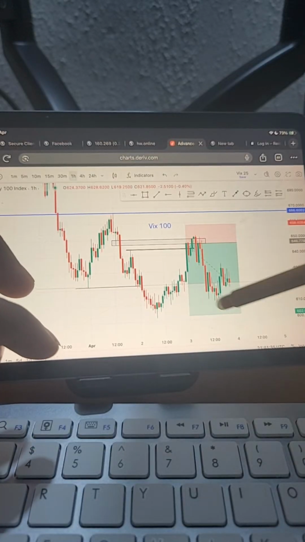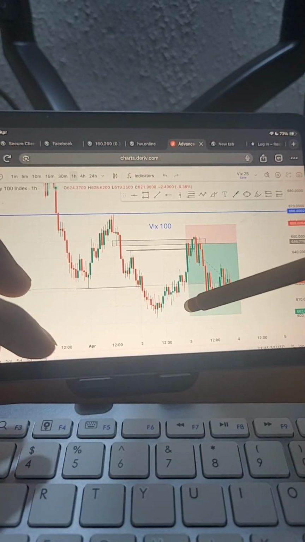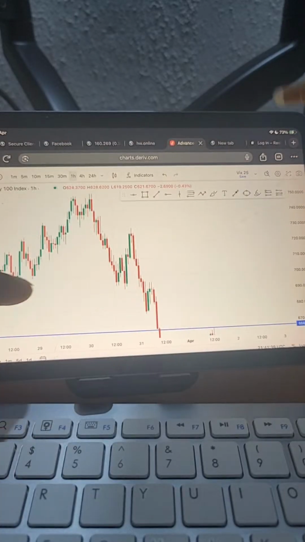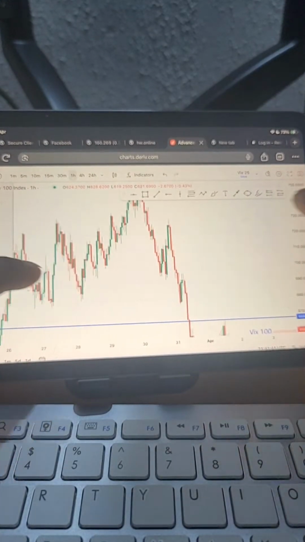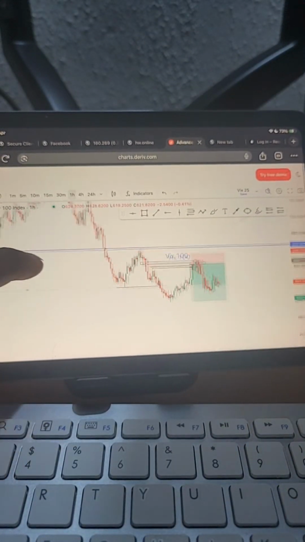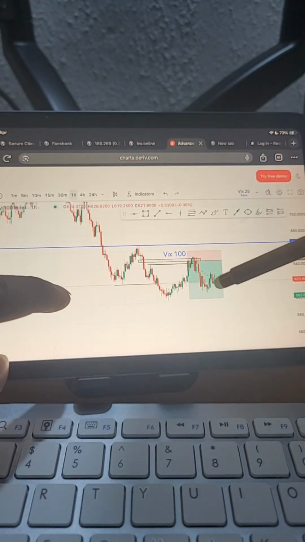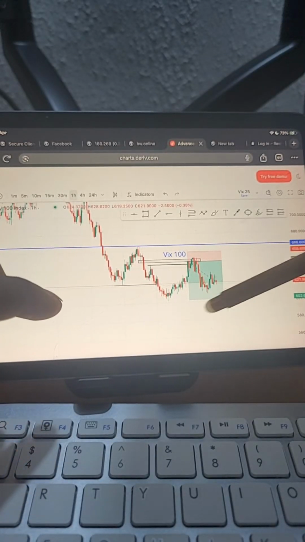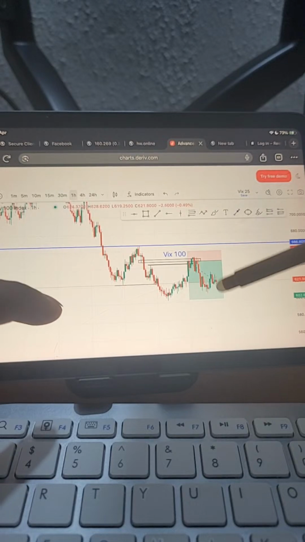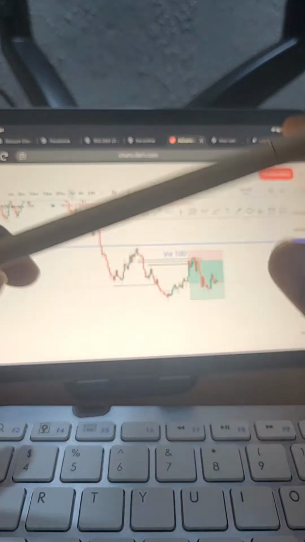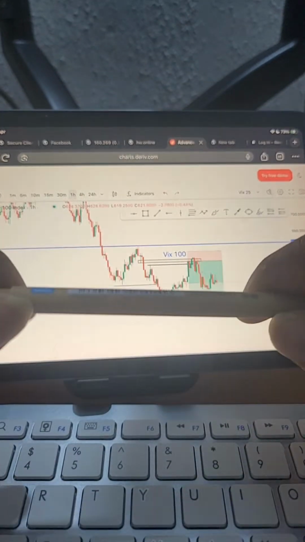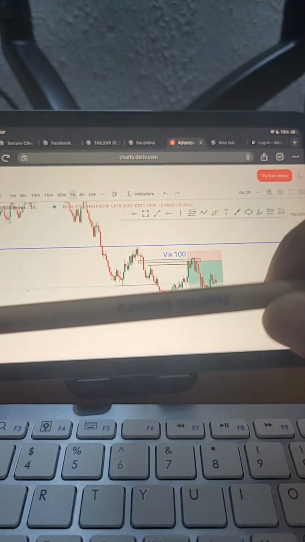So I'm expecting price to come down to around here, because if you look clearly, we are in a downtrend on this asset. So I'm continuing with the trend, waiting for price to come and take out this low, and that is basically what we are looking at here on Volatility 100 Index.